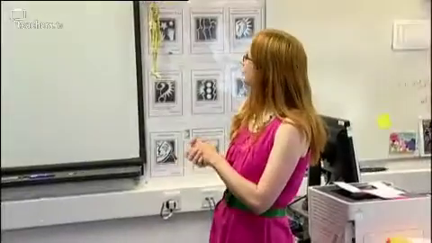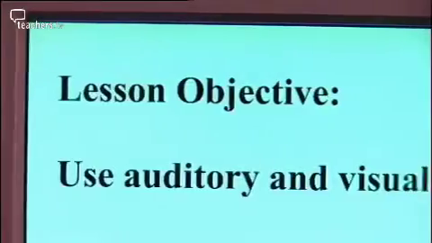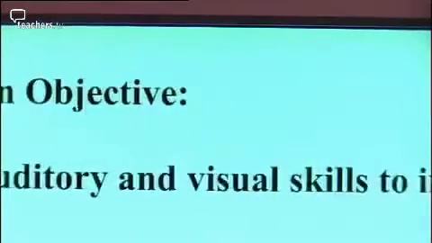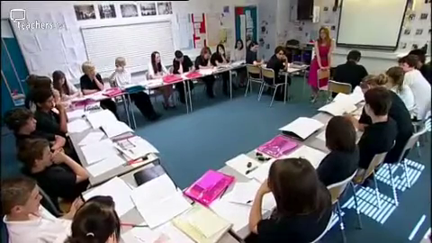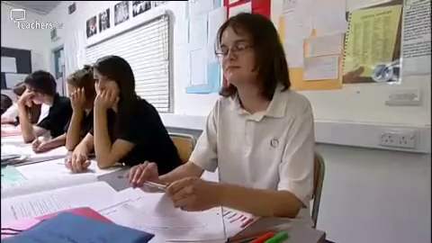What we're going to do today, we are going to be using our auditory and visual skills to interpret a poem. Visual means seeing. What does auditory mean? Listening and speaking. If you're using your auditory skills, you are listening. Now, hopefully you're using those in every lesson, because you listen to me and I say listen to each other. But today you're going to be using your auditory skills extra specially.